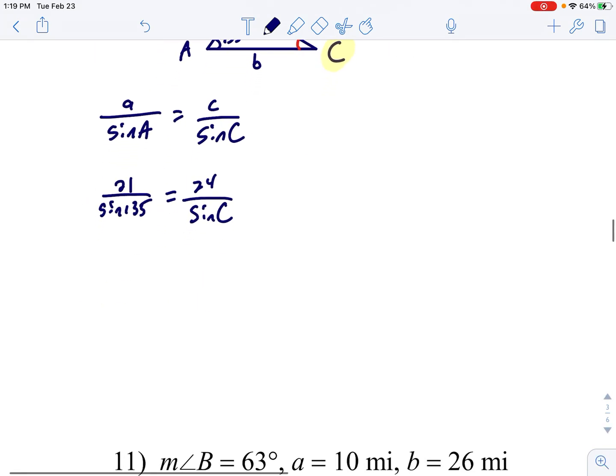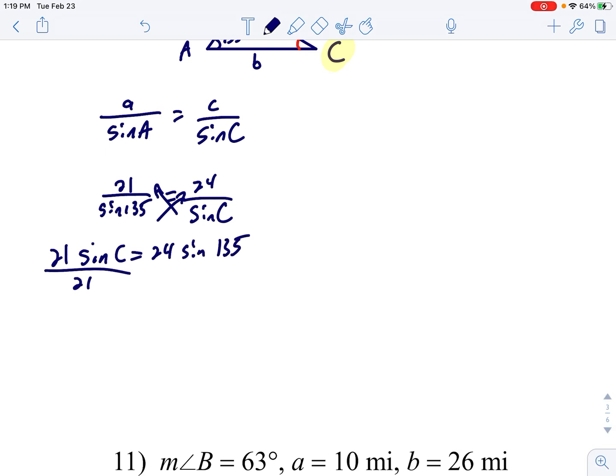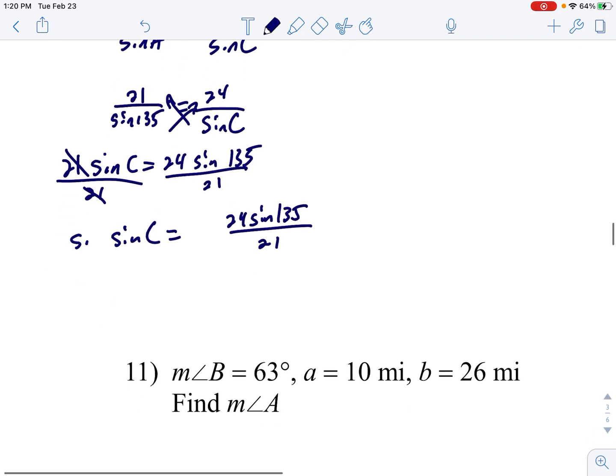Now to solve this, I'm going to first cross multiply. So 21 sine C equals 24 sine 135. To isolate C, I would have to next divide by 21. Sine C equals 24 sine 135 over 21. And then finally, to isolate C, I'm going to have to do an inverse sine because that cancels out sine. I get C equals, and then what you see right here, I need to type into the calculator.